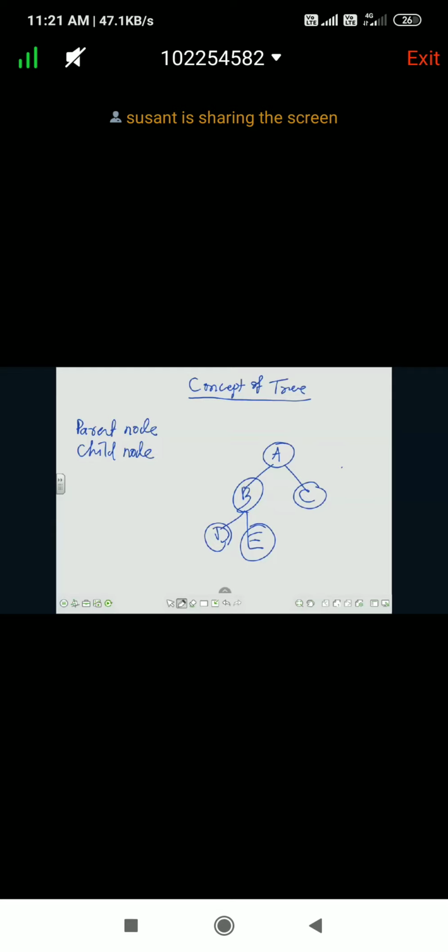Acha, you are reading different concepts of a tree. A is a parent node having two children B and C. B is a parent node having two children D and E. Look, D is a node which has no child. E is a node which has no child. C is a node which has no child. A node having no child is called a leaf node.